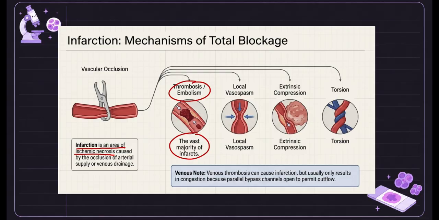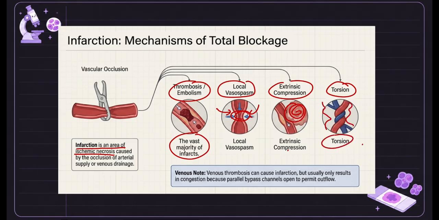A solid clot completely plugs the artery. Other, less common causes include local vasospasm. This is where the vessel violently and tightly constricts itself. Next is extrinsic compression. This occurs when something heavy, like a tumor, physically crushes the vessel closed from the outside. Finally, we have torsion. This happens when the blood vessels physically twist, pinching themselves off completely.